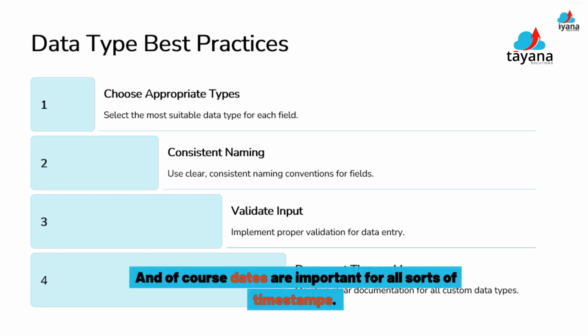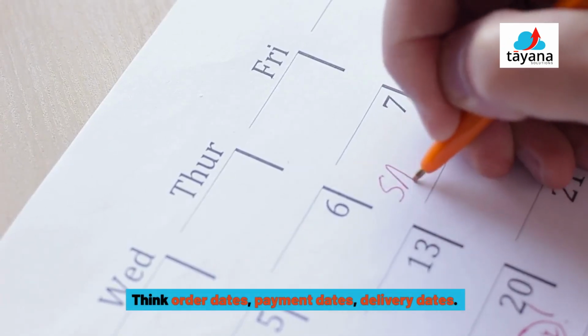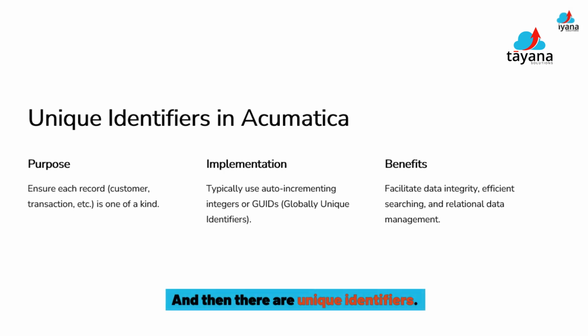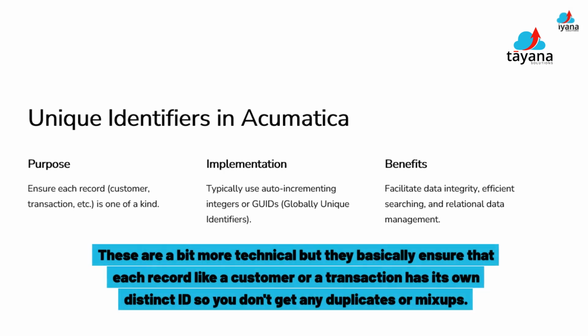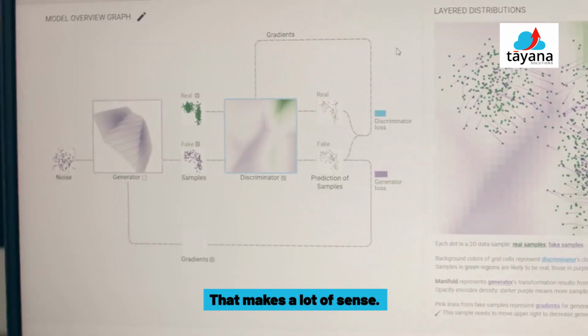Exactly. And of course, dates are important for all sorts of timestamps. Think order dates, payment dates, delivery dates. And then there are unique identifiers. These are a bit more technical, but they basically ensure that each record, like a customer or a transaction, has its own distinct ID so you don't get any duplicates or mix-ups. That makes a lot of sense.